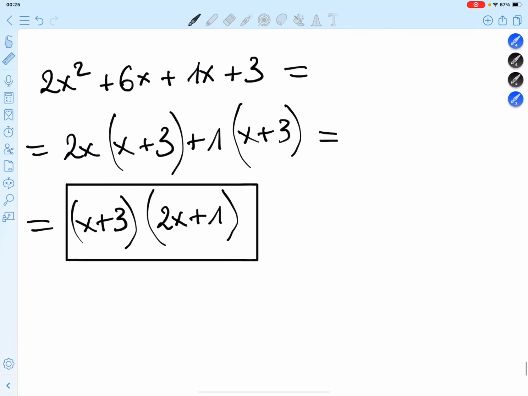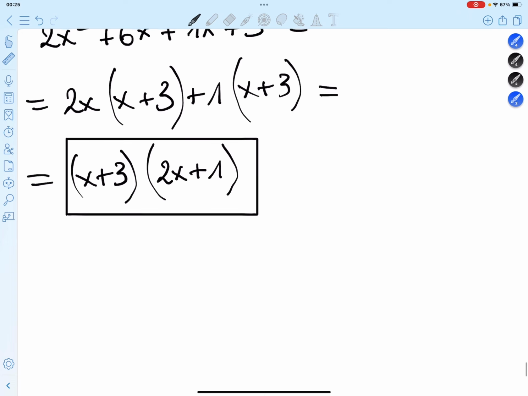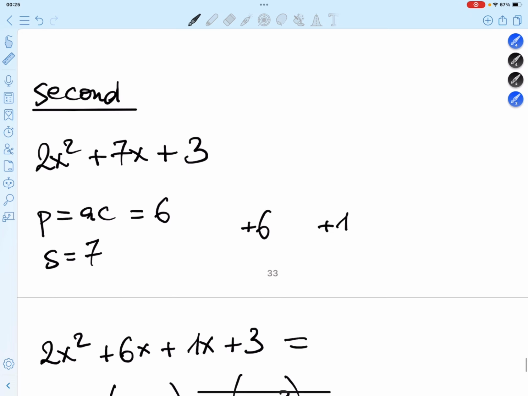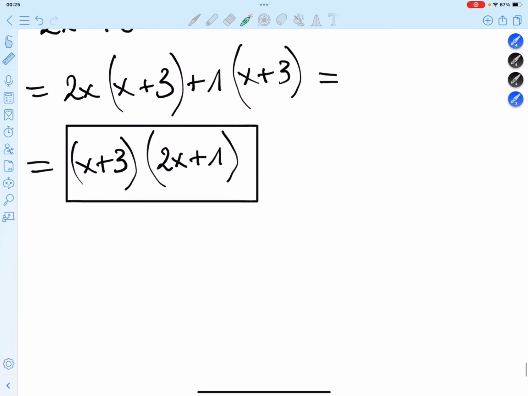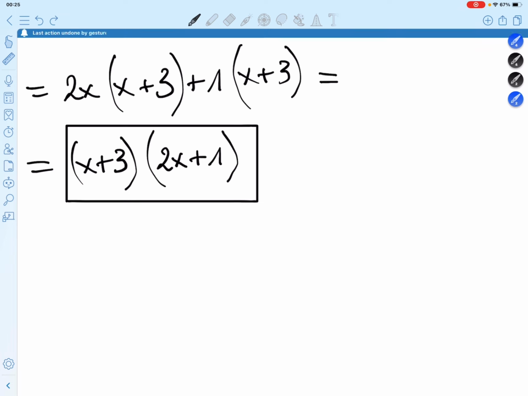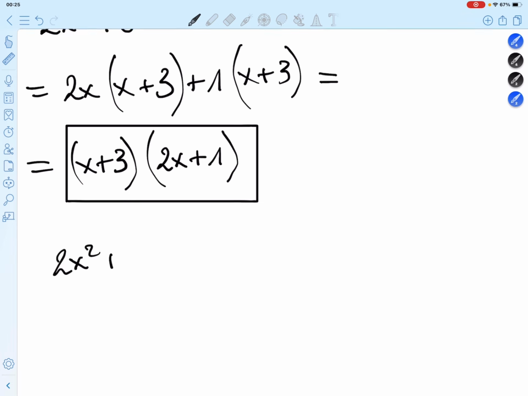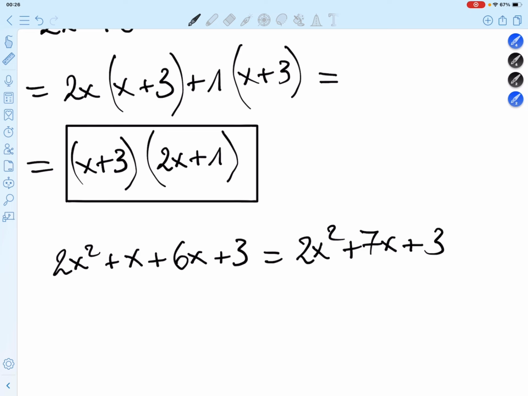So to verify that we are correct, we just need to expand this, and we're going to see that we get 2x squared plus 7x plus 3. Let's see. x times 2x would be 2x squared, then x times 1 would be x, then 3 times 2x would be 6x, then 3 times 1 would be 3, and this is equal to 2x squared, then x plus 6x would be 7x, then plus 3.